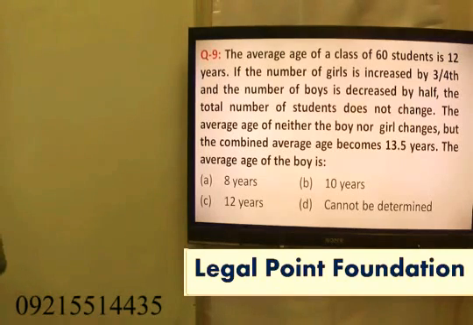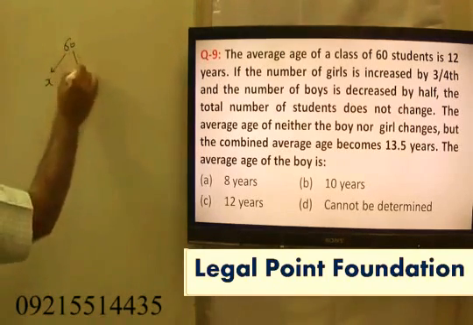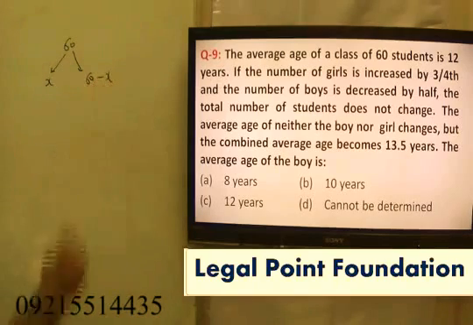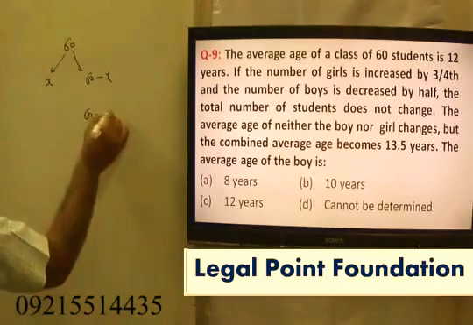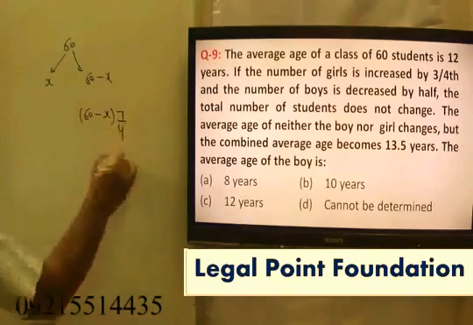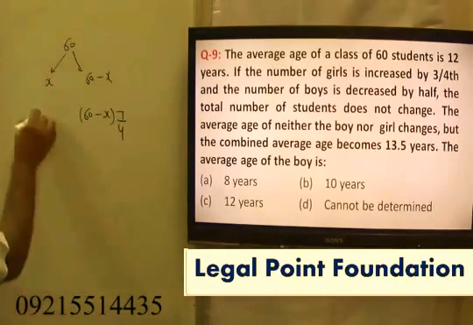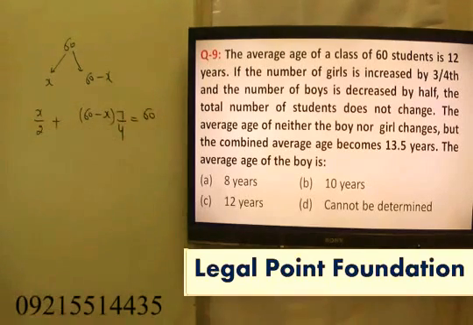Total students are 60. Let us say boys are x and girls would be 60 minus x. He states that if girls increase by 3/4, it means 60 minus x, I have to add 3/4, meaning 1 plus 3/4, which you make 7/4. And boys decrease by half, they become half. He is still saying that total students are the same, meaning 60. From here you can find the value of x. Boys and girls you can find out.